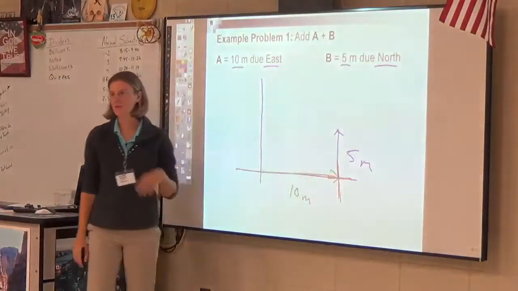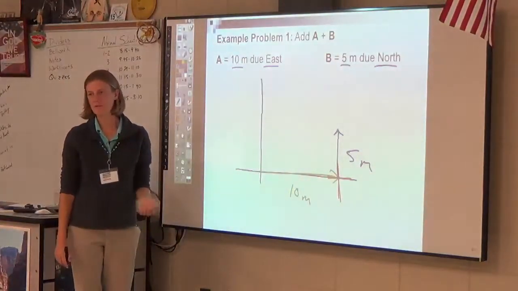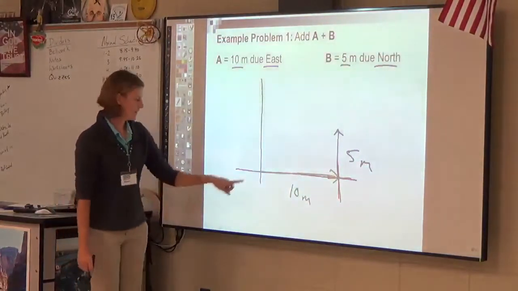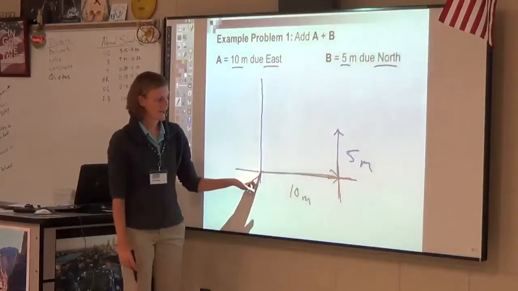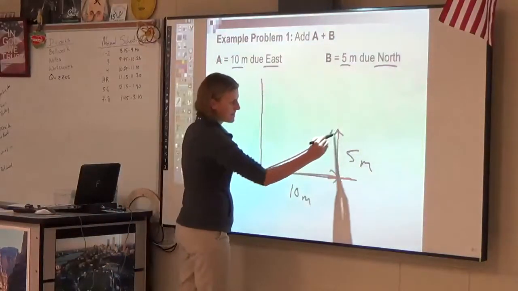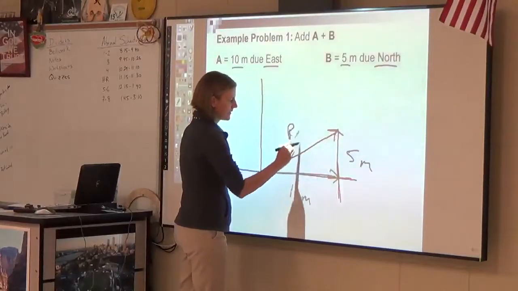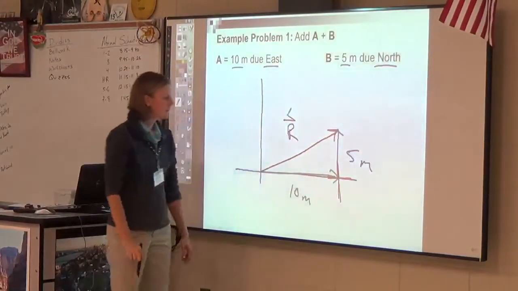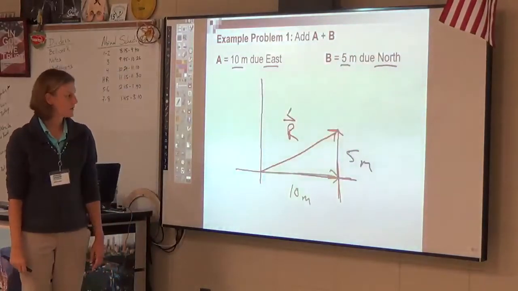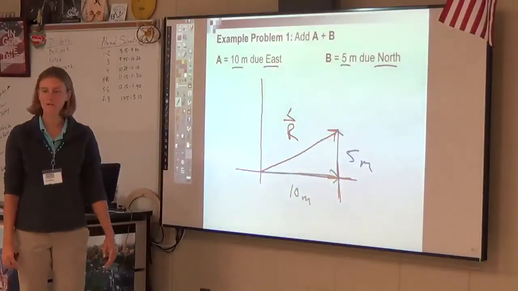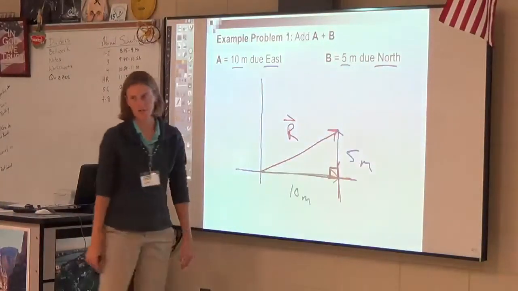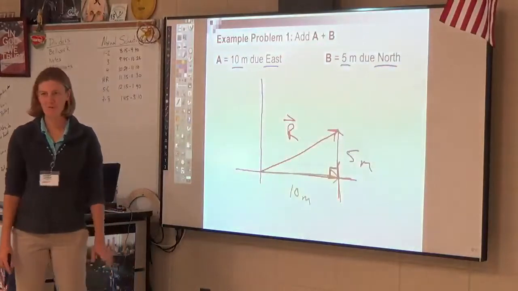The answer, the resultant, is the tail of the first to the head of the last. Where was the tail of the first vector I drew? 0, 0. Right smack at the origin. The head of the last is right here, and I'll even label that R. So my resultant in this case is the hypotenuse. This makes a nice little triangle. Doesn't mean you'll always end up with triangles, although we often try to make triangles.